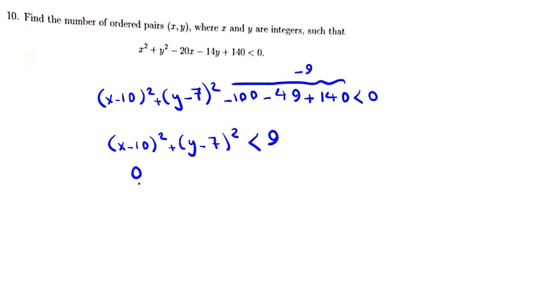So it can be 0 or 1 squared or 2 squared, 4. If it is 3 squared, then 9 plus something non-negative is not less than 9. So it's 0, 1, 4. The cases we should check are 0 and 0, 0 and 1, 0 and 4.